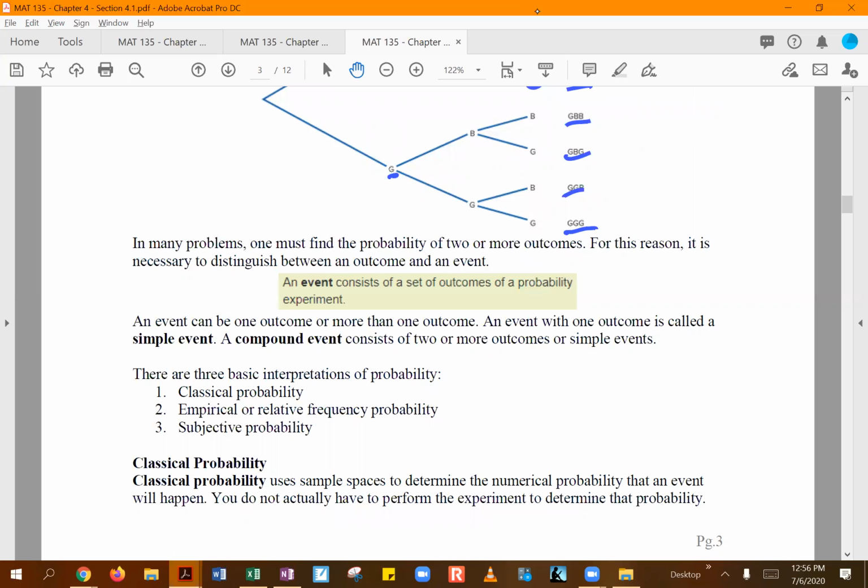They are also telling us that in many problems, one must find the probability of two or more outcomes. For this reason, it is necessary to distinguish between an outcome and an event. An event consists of a set of outcomes of a probability experiment, so your event will actually contain a set of outcomes.